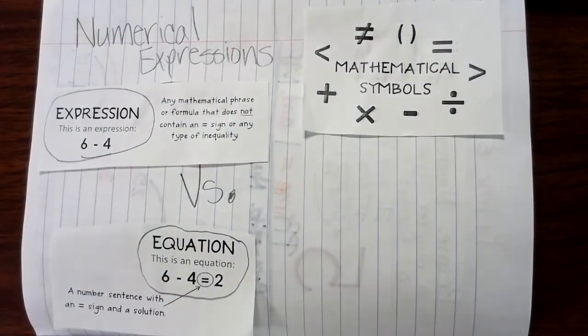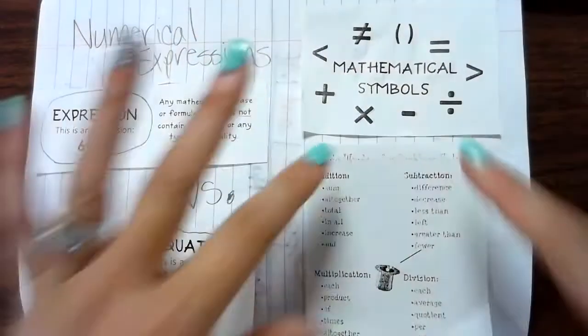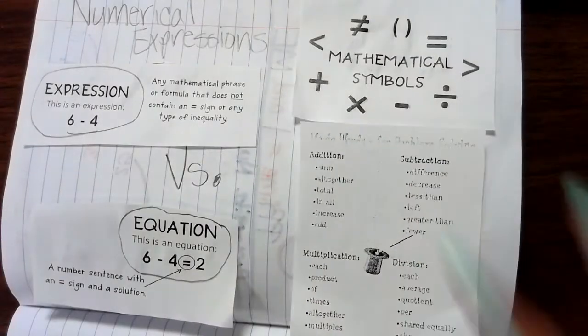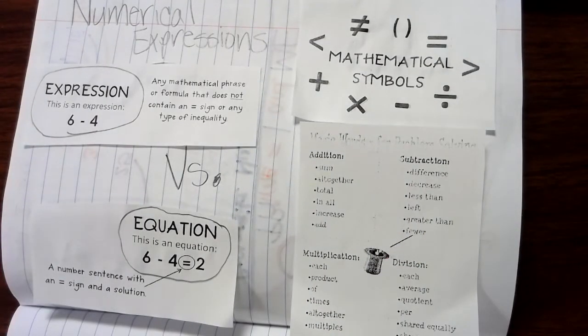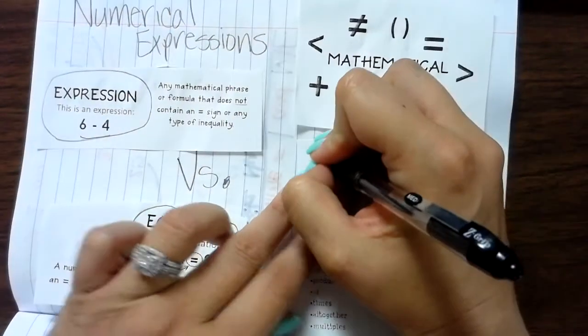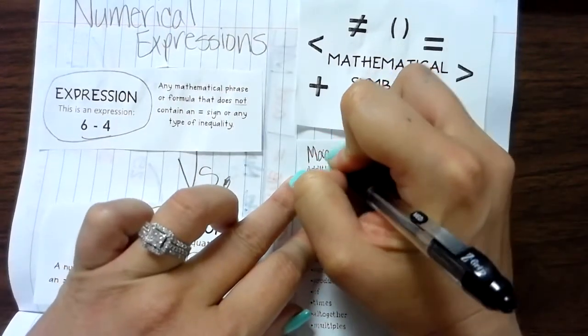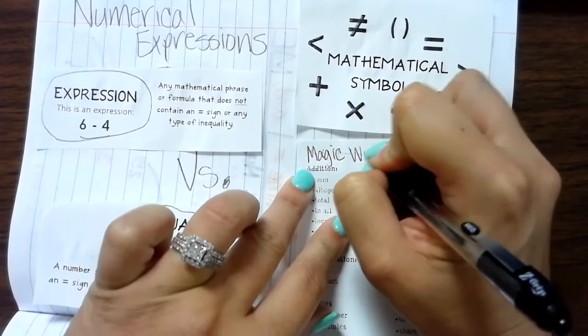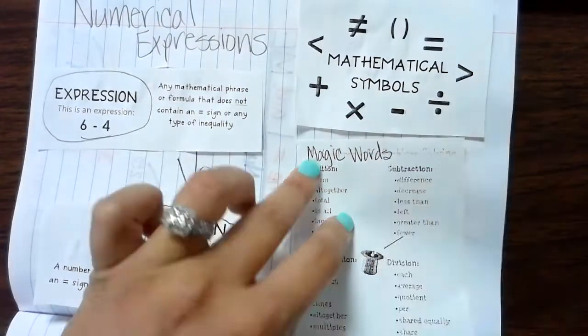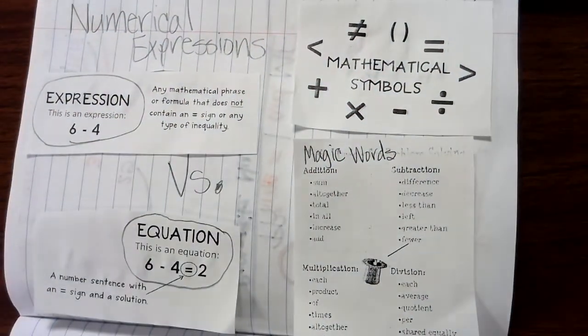Okay. And then here in this empty space, Ms. Webster printed you some magic words. So magic words for problem solving. That didn't turn out very good. So if you'll write that up there, magic words on the top of that. So those are the words you're looking for.